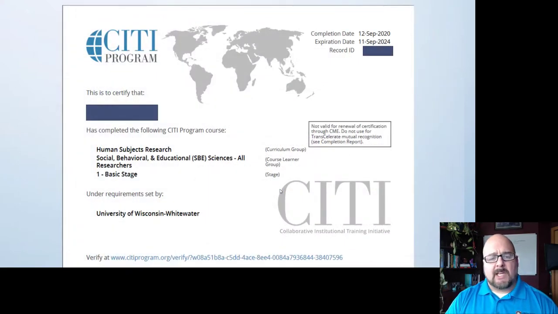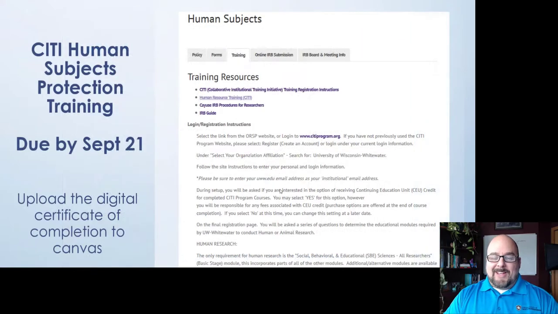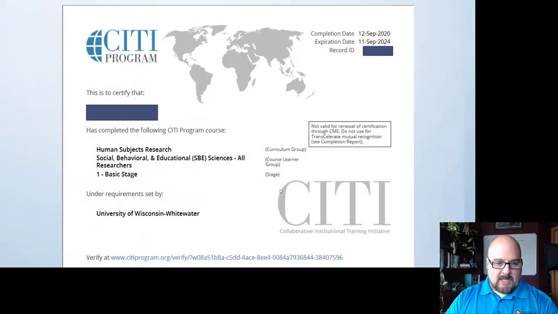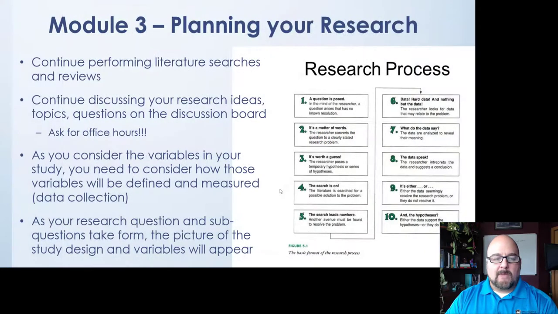And this is the certificate you're going to upload once you've completed it. This is actually someone who's already submitted it. Got it done right away. And then here you can see the page on what's required. Really all you're trying to do is the basic stage for human subjects research. If you need help, let me know. I tried to post some screenshots on Canvas to help you out.